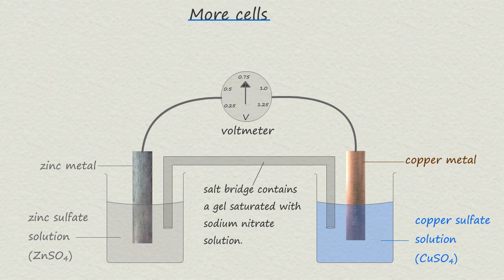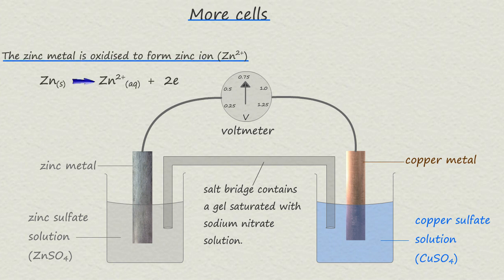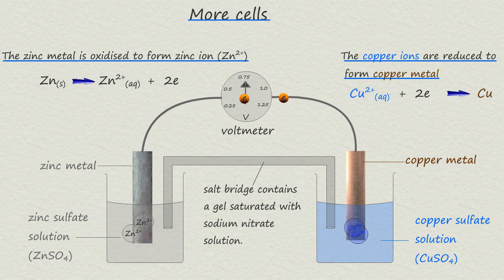In this cell, since the zinc is the more reactive metal, it will be oxidized. It will form zinc ions and release 2 electrons. The zinc ions will dissolve in the zinc sulfate solution. A half equation for this oxidation reaction is also shown. The electrons which are released will travel through the wire and the voltmeter and head towards the copper electrode. Here the copper ions in solution will pick up these 2 electrons and will be reduced to form copper atoms which will collect on the electrode. An equation for this reduction reaction is also shown.